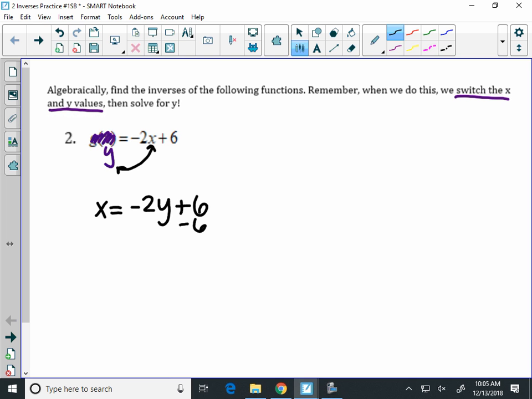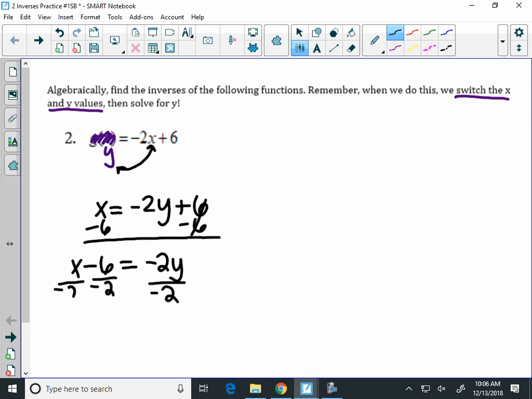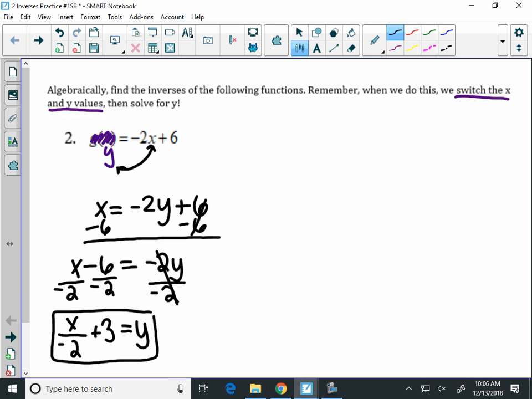So I'm going to start by subtracting 6 from both sides of the equation. That gives me x minus 6 on the left equals negative 2y. To get y by itself, you have to divide every single term by negative 2. And when you do that, this x over negative 2 can stay the same. Negative 6 divided by a negative is a positive 3 equals y. That is the equation of the inverse function.